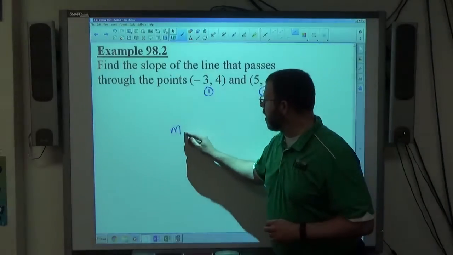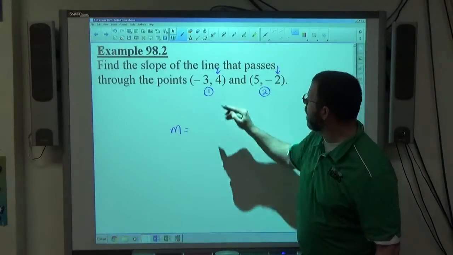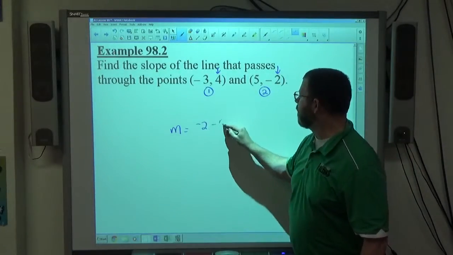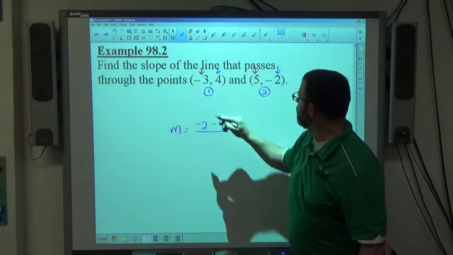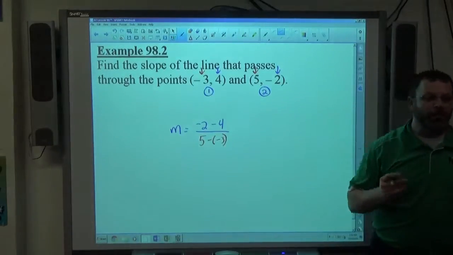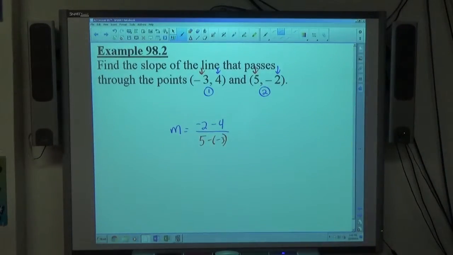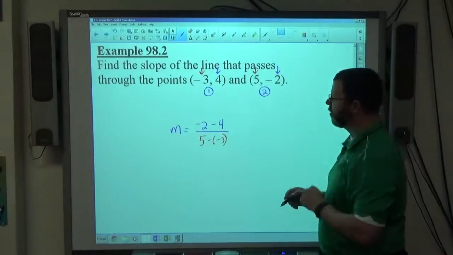And the slope formula tells me specifically to take the second y minus the first y on top. So negative 2 minus 4. And the second x minus the first x in the bottom, 5 minus negative 3. The formula itself says to subtract, so I do minus. But again, I'm going to write minus the number. If the number is a positive, just minus. If it's minus a negative, I put the parentheses there.